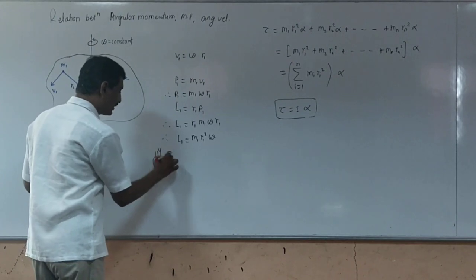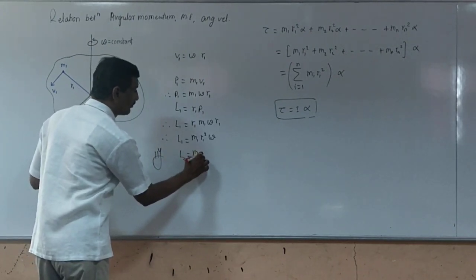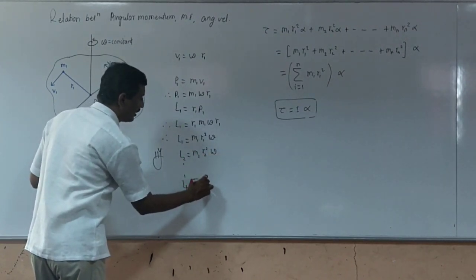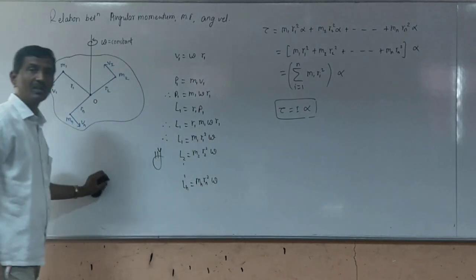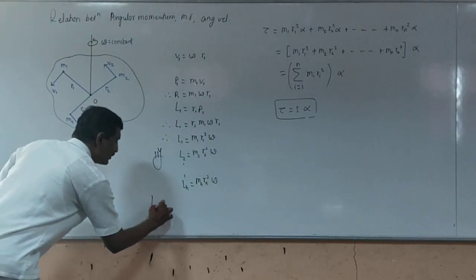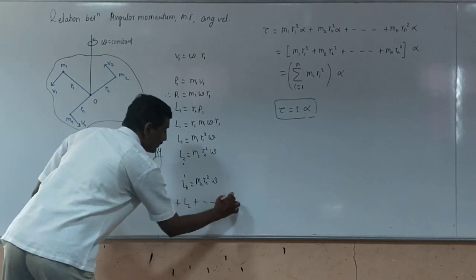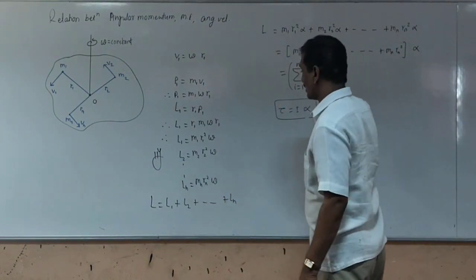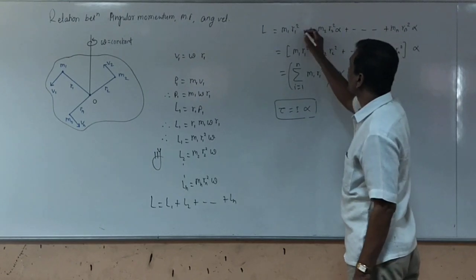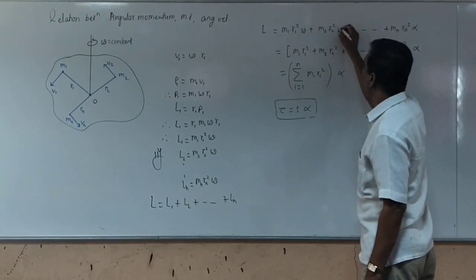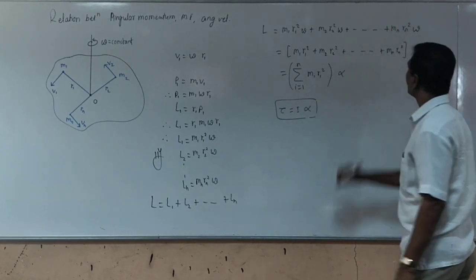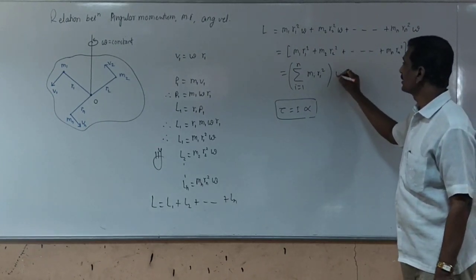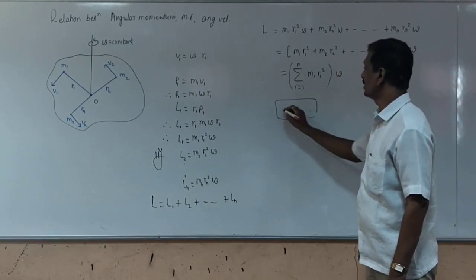Similarly, the angular momenta of the remaining particles are L2 = m2 r2² ω, ..., Ln = mn rn² ω. Using the same concept, the resultant angular momentum L is the sum of the angular momenta of all the particles. Putting in those values, we get L = m1 r1² ω + m2 r2² ω + ... + mn rn² ω. Take ω as the common factor. What is this bracket? It is I. So finally we get L = Iω.